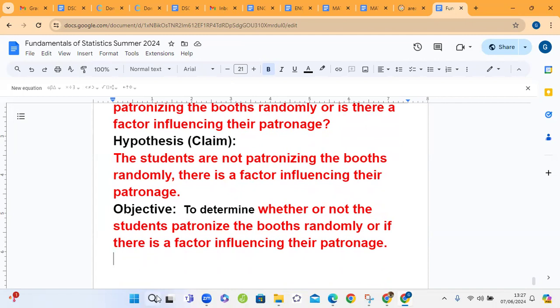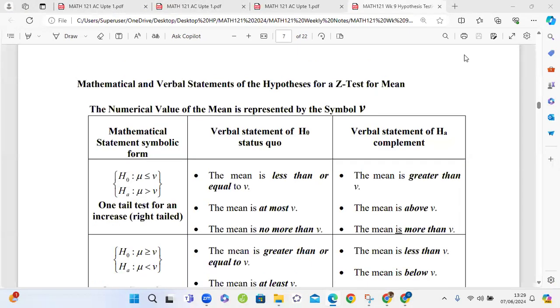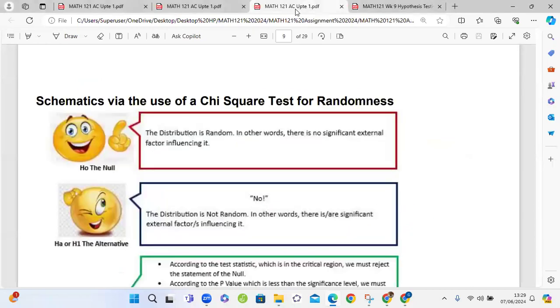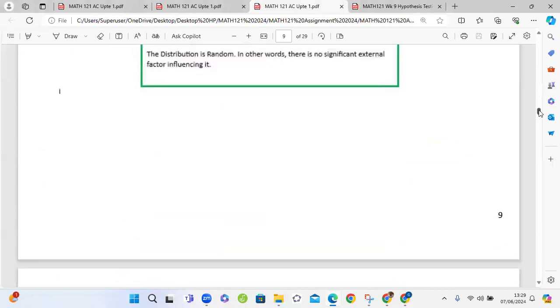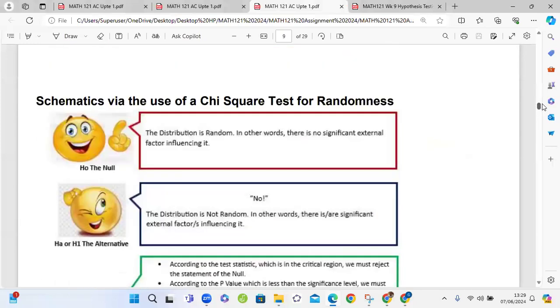So to do that now, we have to do what we call a chi-square test for randomness. Here are the steps for the chi-square test now. So first, we have to identify the appropriate chi-square test, and then state the pair of hypotheses. To get what type of chi-square, we can go on the top pages of assignment C, where we have the chi-square test for randomness, for variation, and for independence. Since the word randomness has been mentioned, this is a chi-square test for randomness.